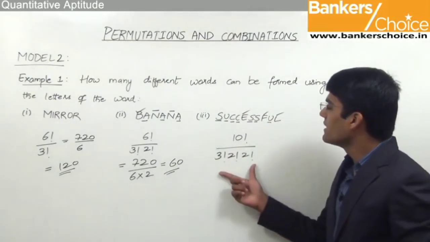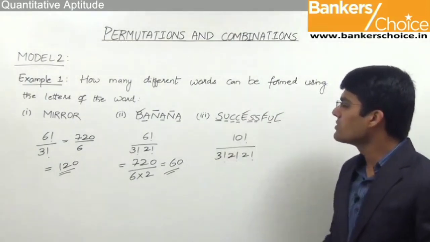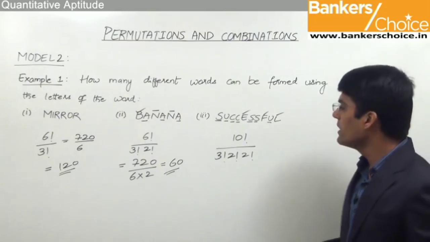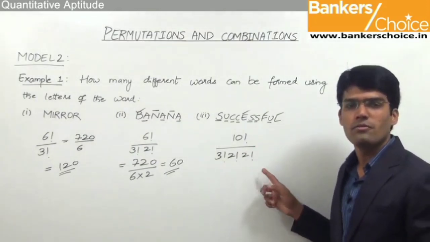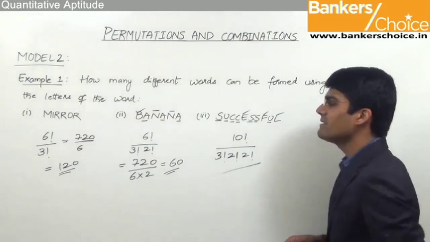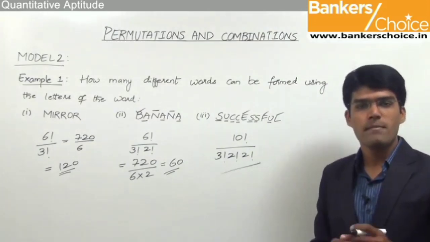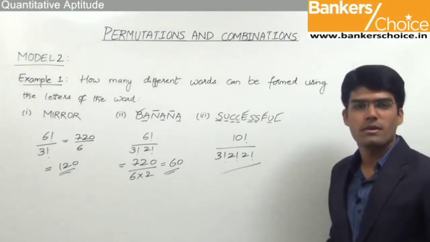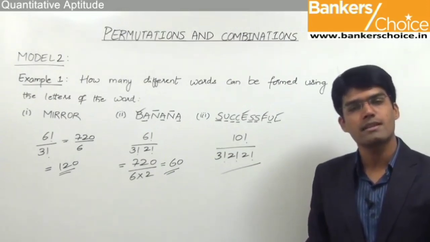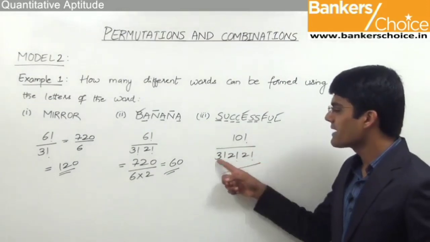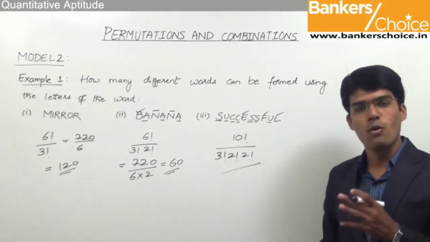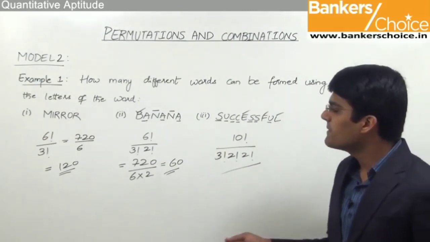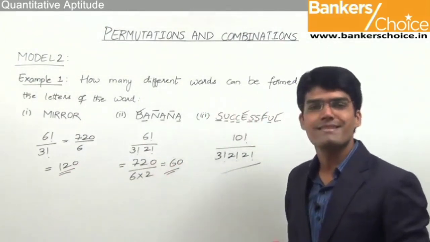So we can say that the number of different words which can be formed using the letters of the word successful will be equal to 10 factorial divided by 3 factorial into 2 factorial into 2 factorial. So this can be taken as the answer for the third word here. Remember friends, do not simplify such questions without looking at the options. Why? Because sometimes in the options, the answers are given in the form of factorials itself. So this itself can be taken as the answer. Go for simplification only when a simplified answer like 120 or 60 is given to us.